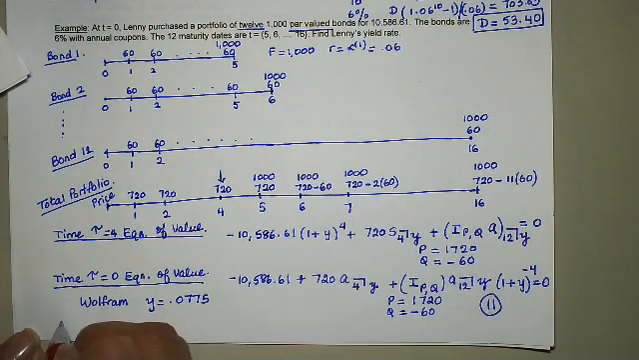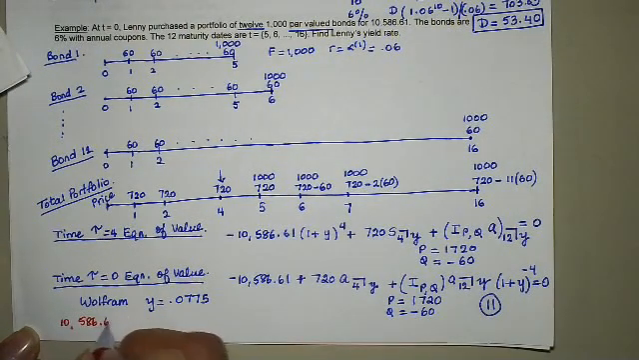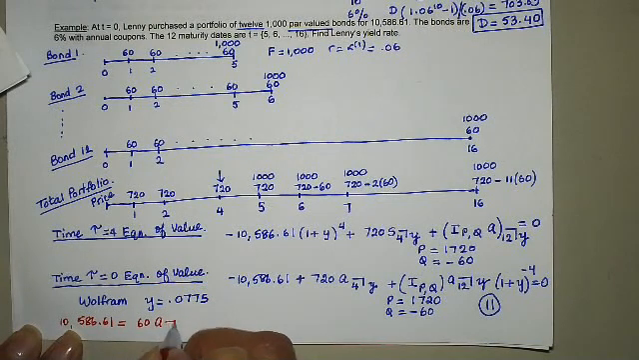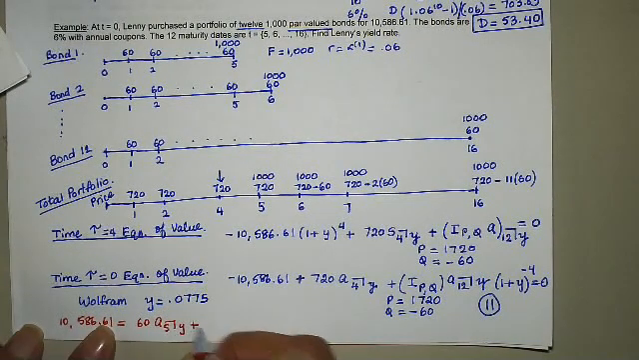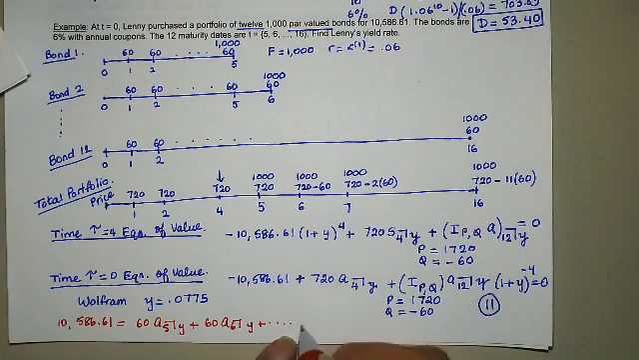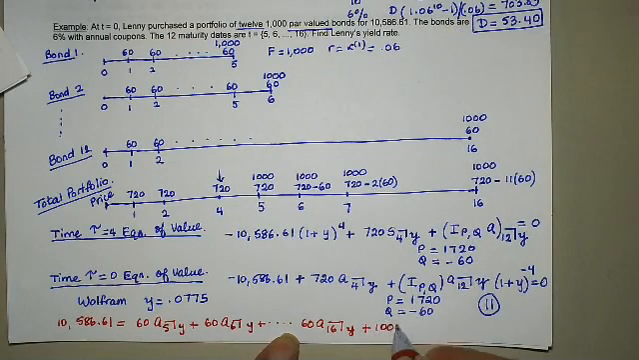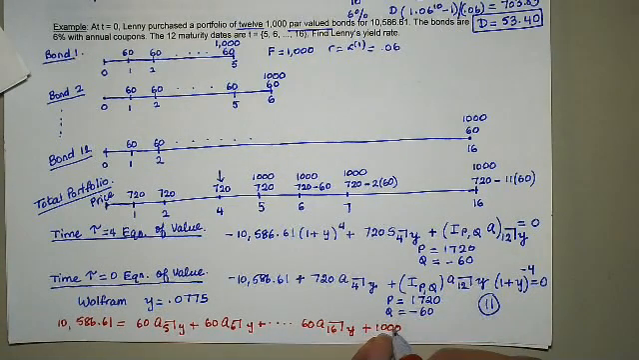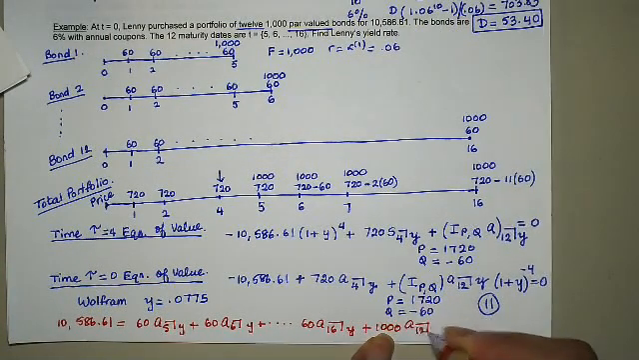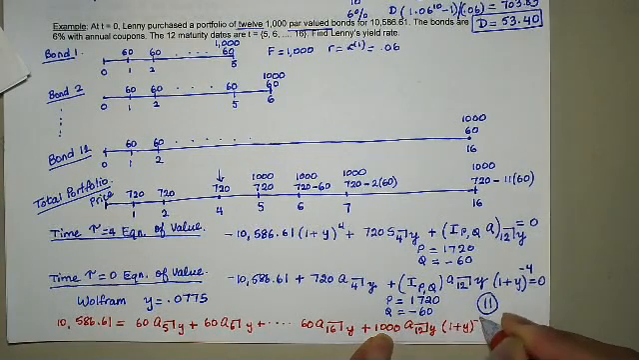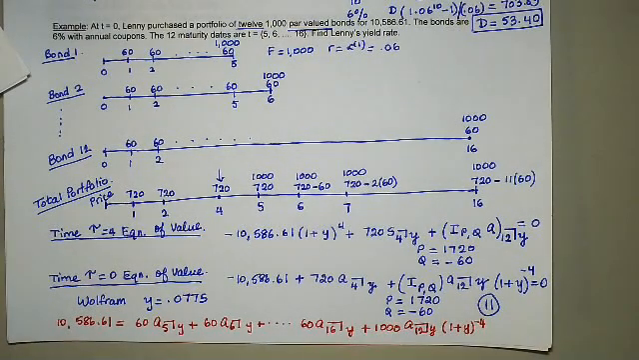What about something like this? This is a cop-out, but you could have done this. 10,586.61 equals 60 a angle 5y plus 60 a angle 6y plus, cop-out, right? Plus 60 a angle 16y plus 1,000. Now there's an annuity of 1,000 a angle 12y (1 plus y) to the minus 4. Could have done that too, but it's really lame for people. You guys know what you're doing now, right?